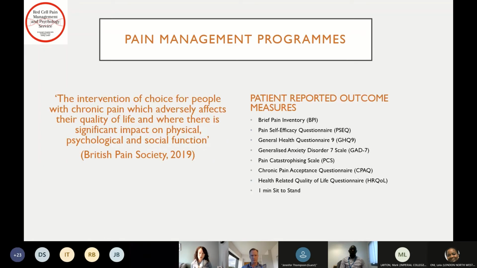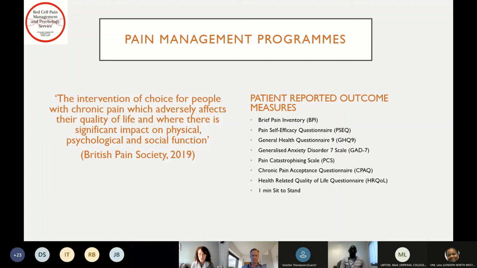So who might benefit from a pain management programme? The British Pain Society suggests that pain management programmes are the intervention of choice for people with chronic pain that adversely affects quality of life and where there's significant impact on physical, psychological and social function. So we can start to get an impression of the impact that persistent pain is having on lots of aspects of people's lives through patient-reported outcome measures.